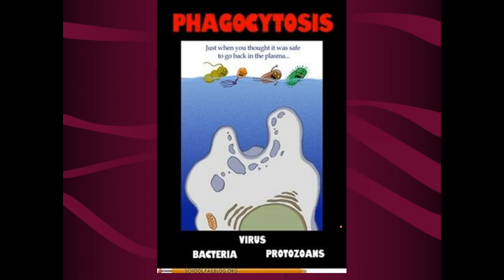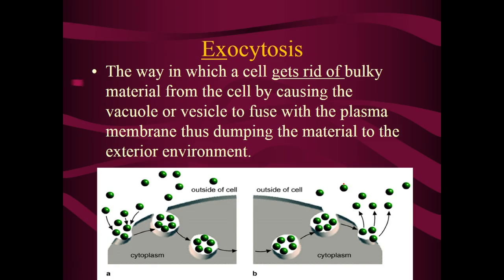Phagocytosis, just when you thought it was safe to get back in the plasma. Viruses, bacteria, protozoans just swimming along, minding their own business. Then there's a big cell which is waiting with its big jaws, and those jaws are waiting to engulf unsuspecting protists and unsuspecting prokaryotes from the depths. Obviously a Jaws reference. Great movie. I couldn't swim for days.